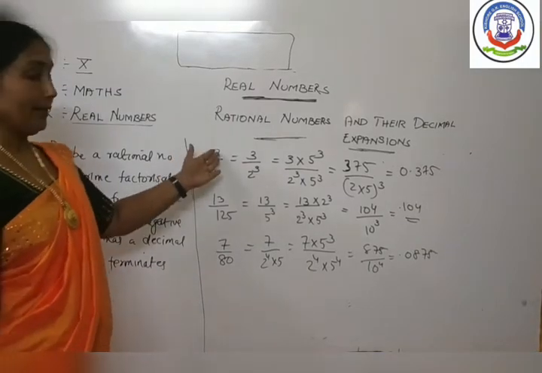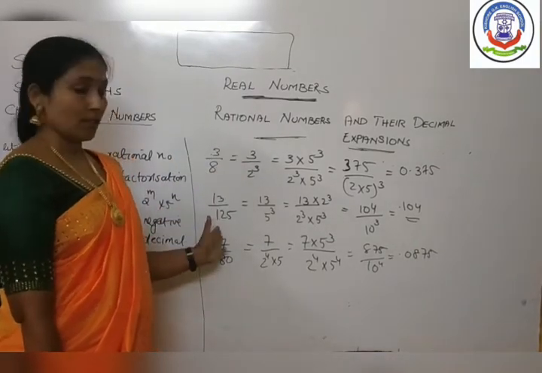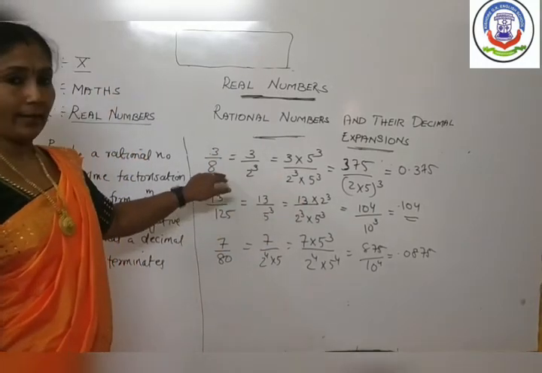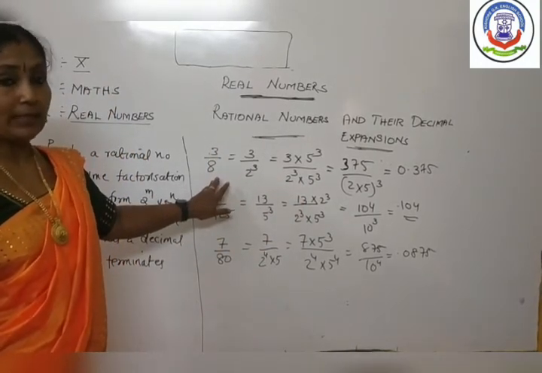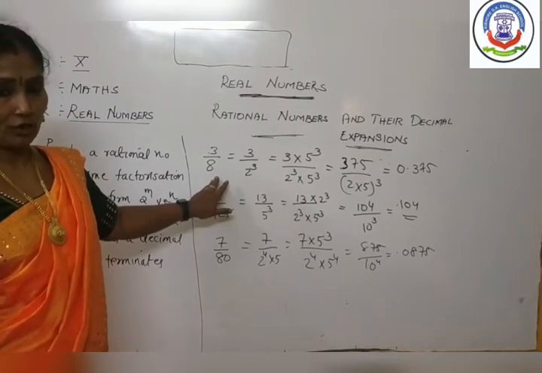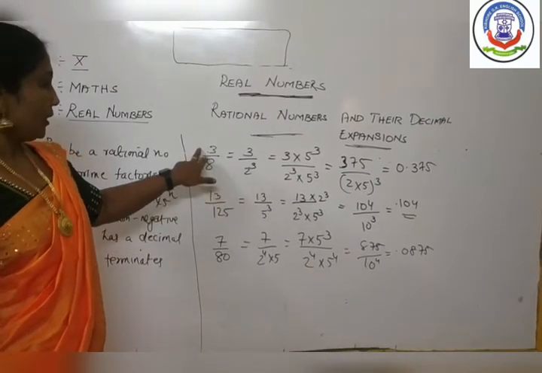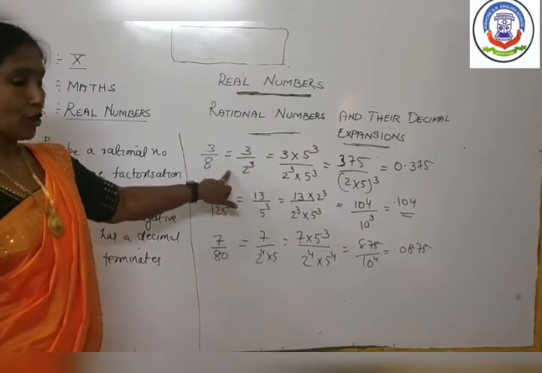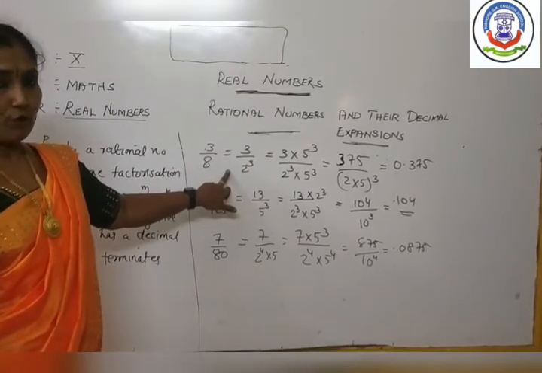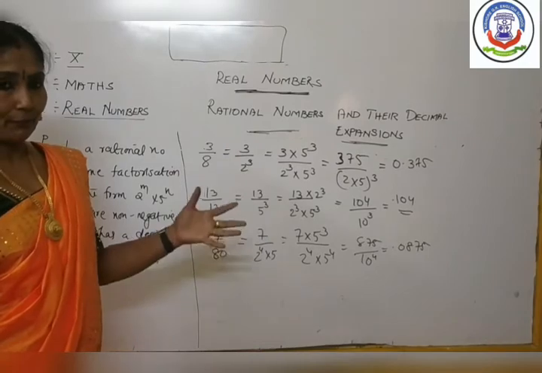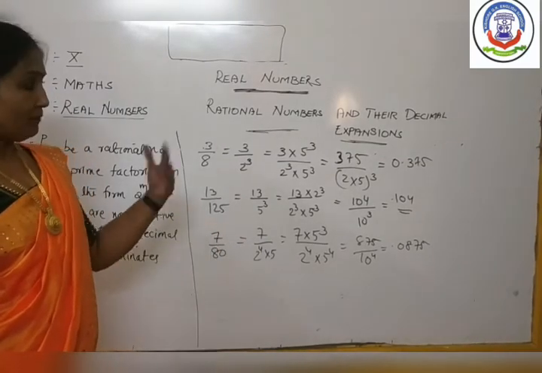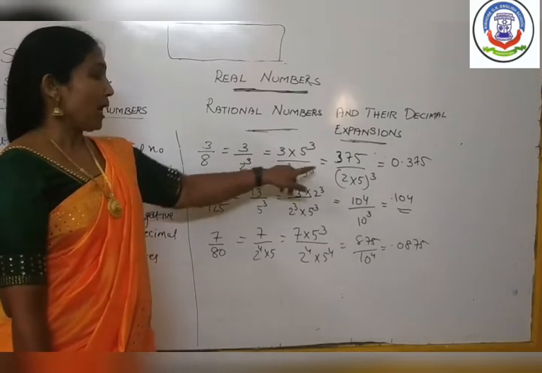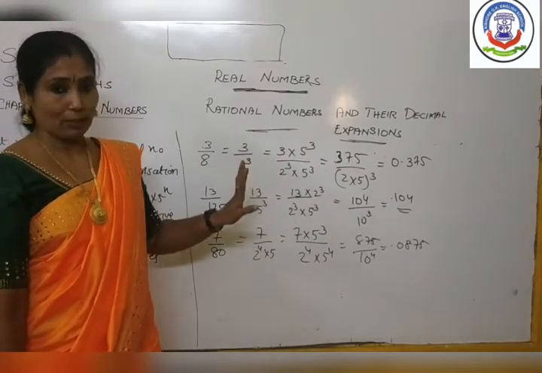Now, look at the following rational numbers. Without doing the division, how can you find out whether the decimal expansion of this one is terminating or non-terminating? How can you find it? Here 3 by 8 is given. So we have to convert it into a decimal expansion. For that purpose, the actual division method is possible. But without doing that, how can you find out the decimal expansion?